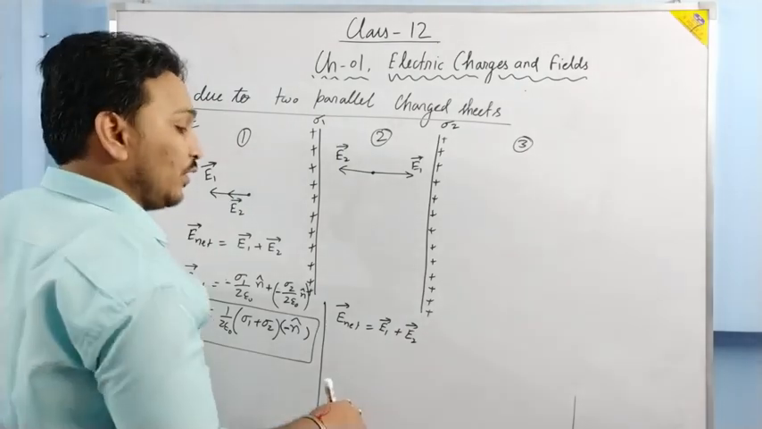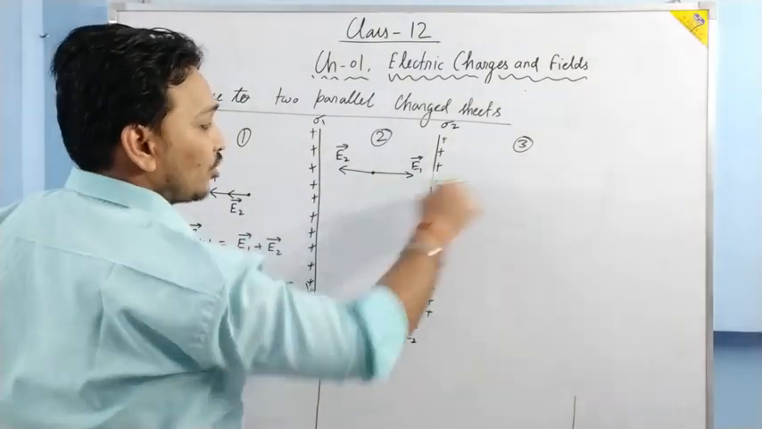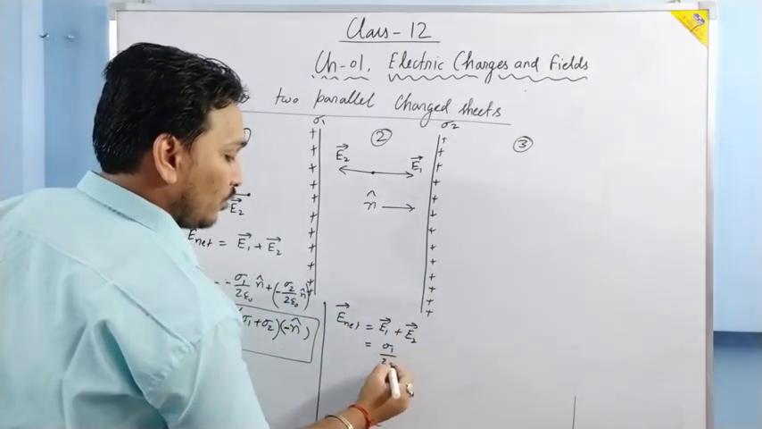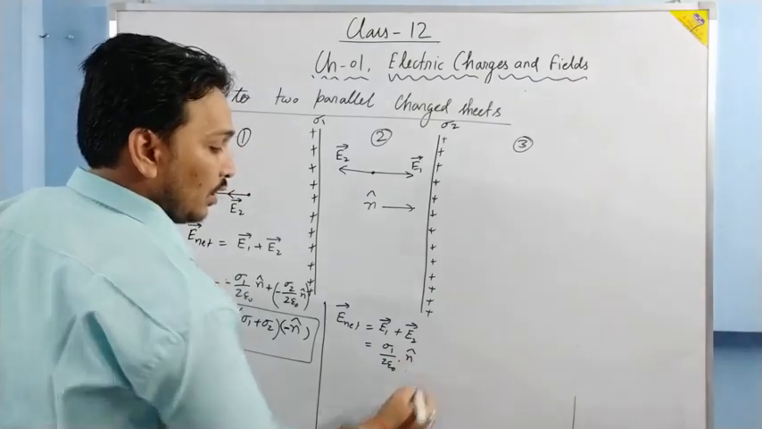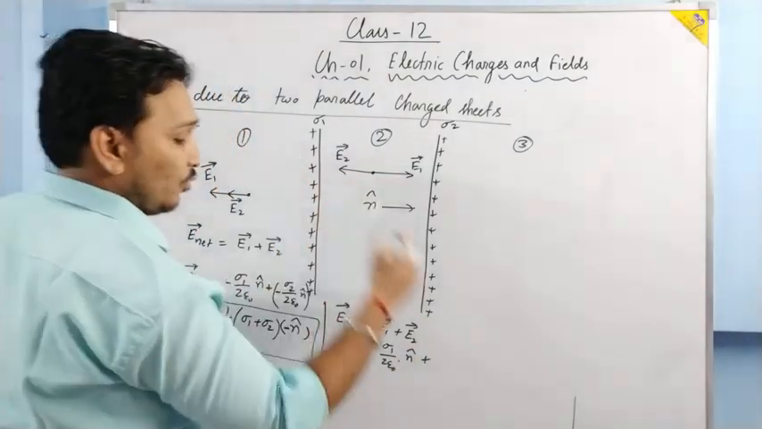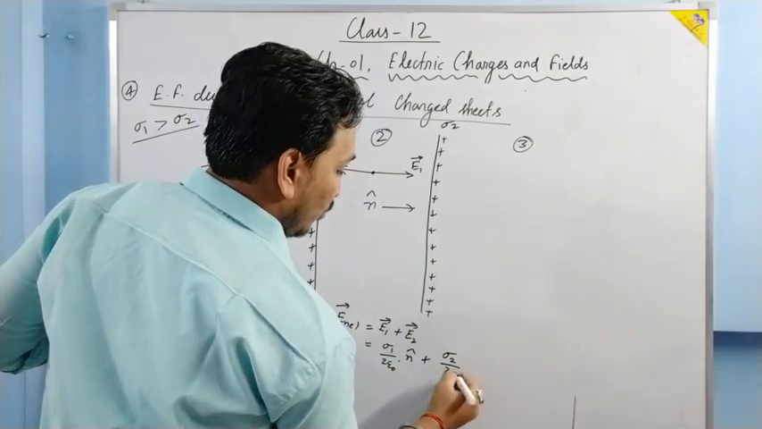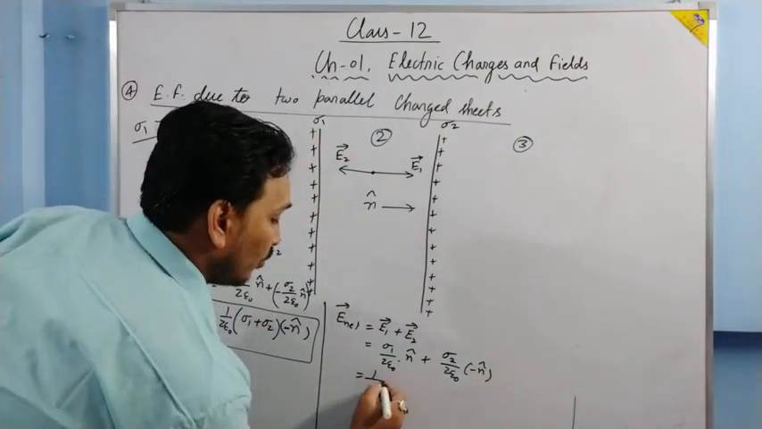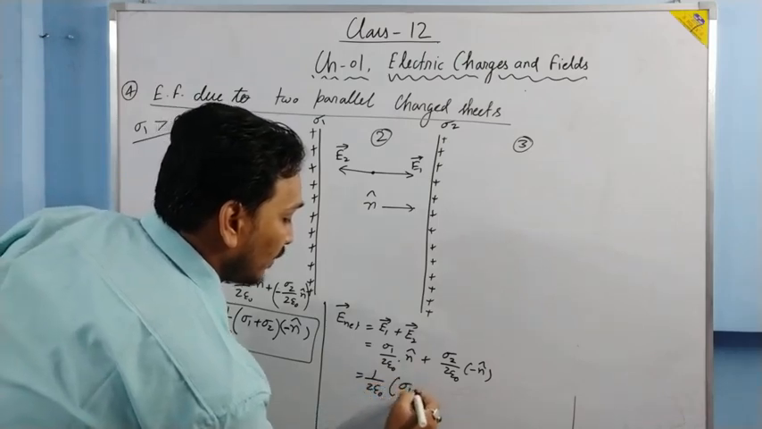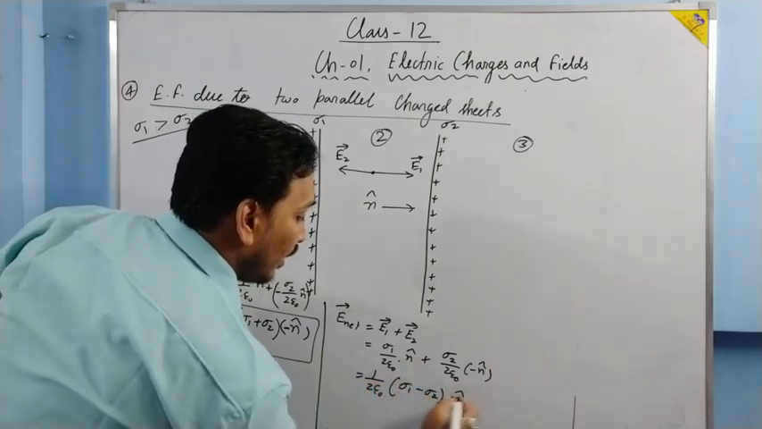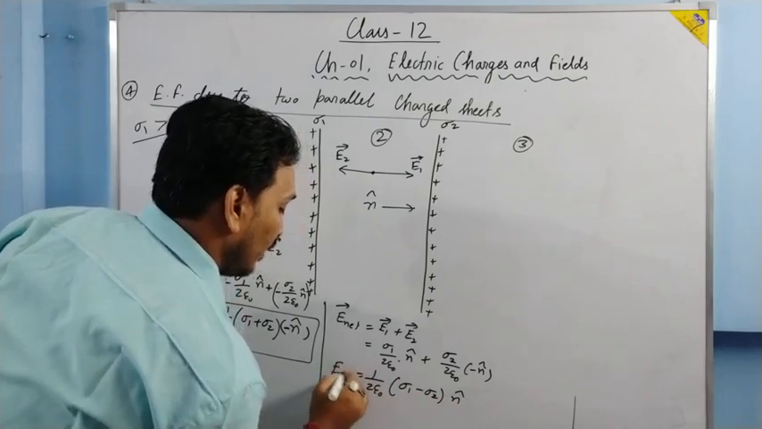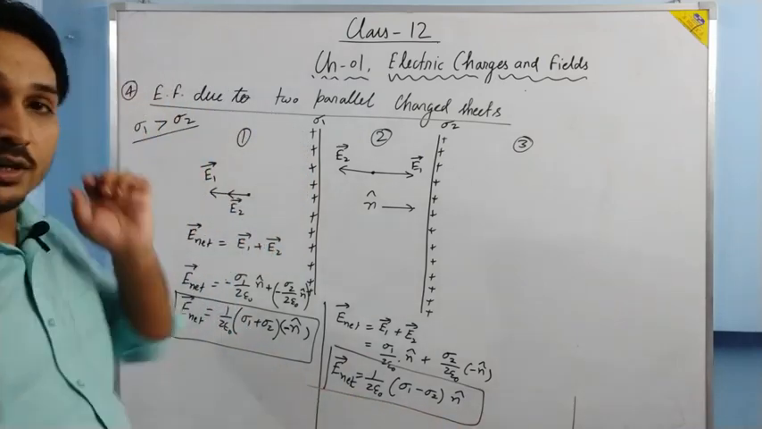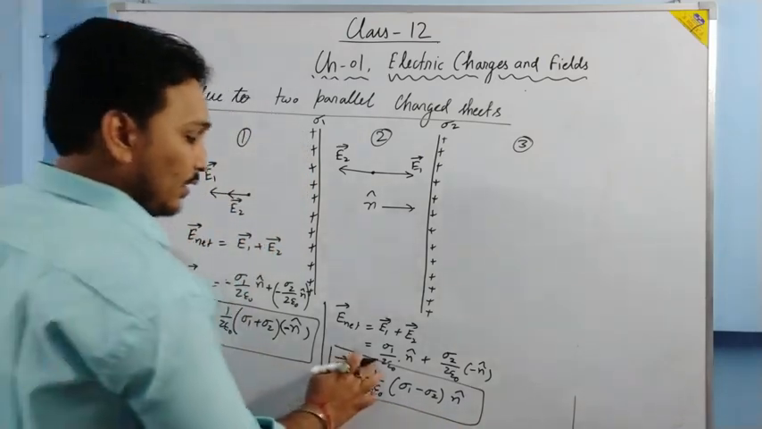Now while putting the values, the value of E1 is in the direction of n cap. N cap is directed from here to here. So we will write sigma 1 upon 2 epsilon naught into n cap. E2's direction is opposite, so we will write sigma 2 upon 2 epsilon naught, but minus n cap. Now if we take 1 upon 2 epsilon naught common, the inner bracket will have sigma 1 minus sigma 2 into n cap. This will be the value of electric field in the second region. Is it clear?